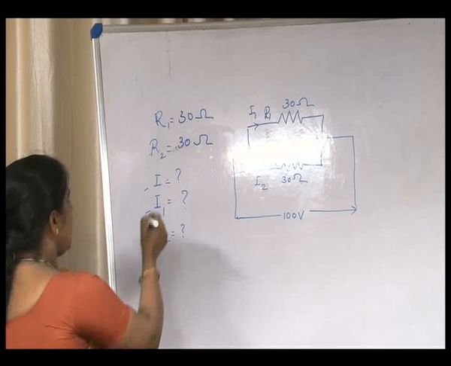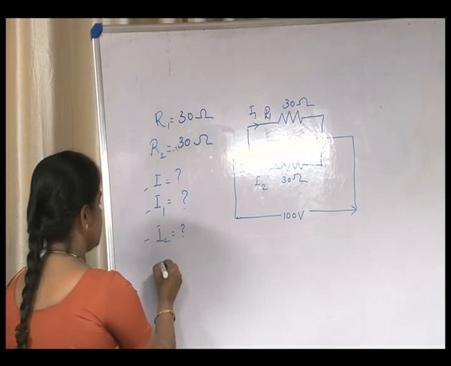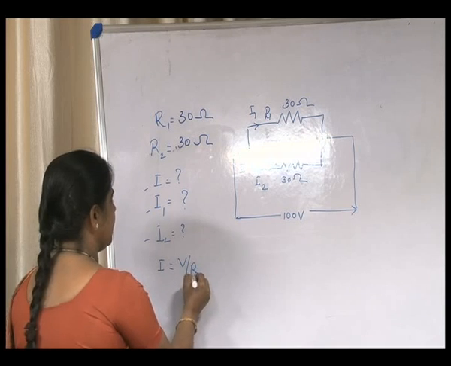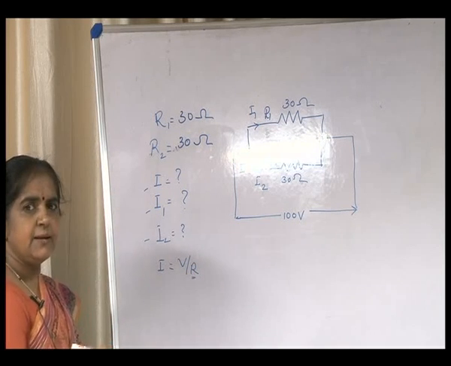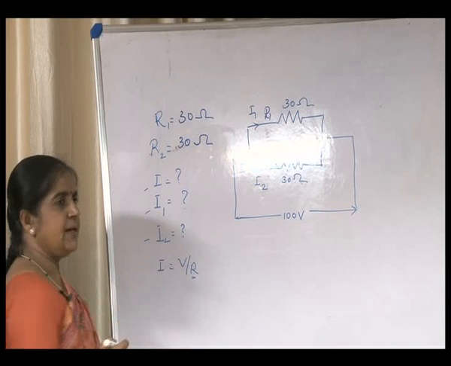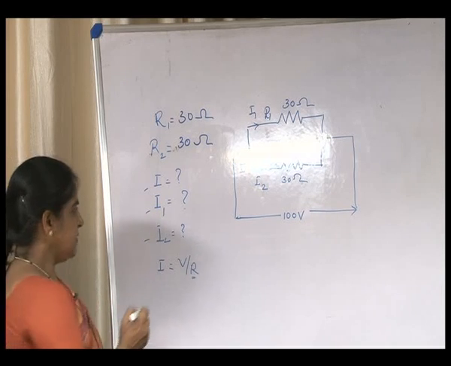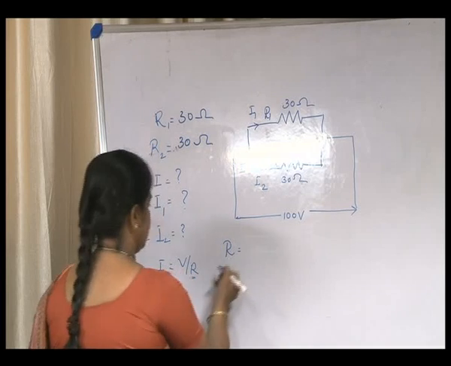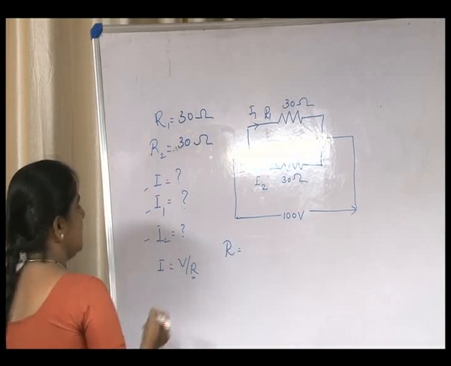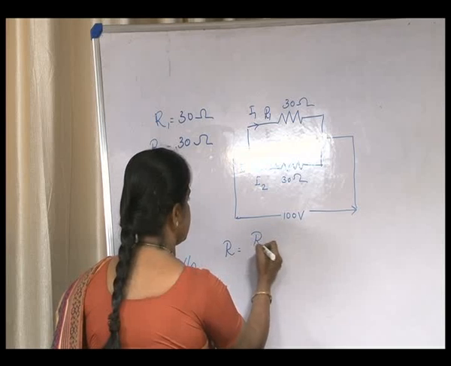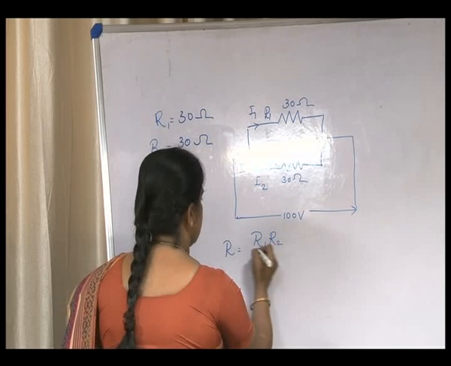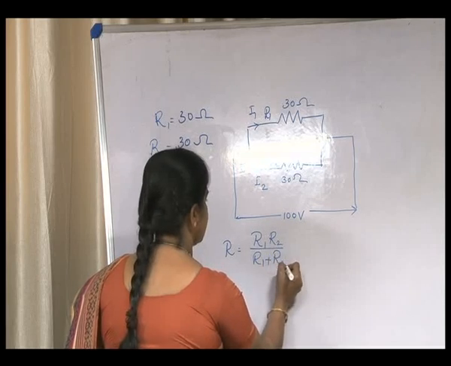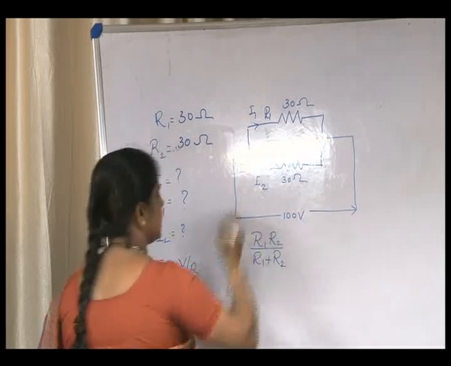How to find out I? I is equal to V divided by R. Therefore, to calculate the value of I, we need the total resistance in the circuit. This is a parallel combination. Therefore, the total resistance R will be equal to R1 R2 by R1 plus R2. This is the effective resistance when two resistances are connected in parallel.